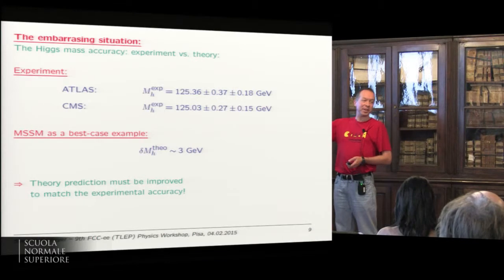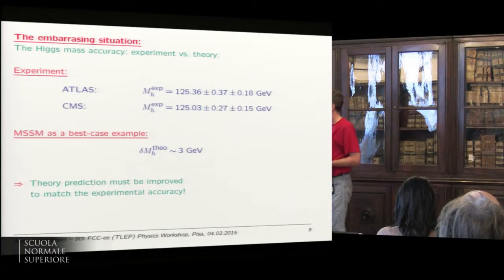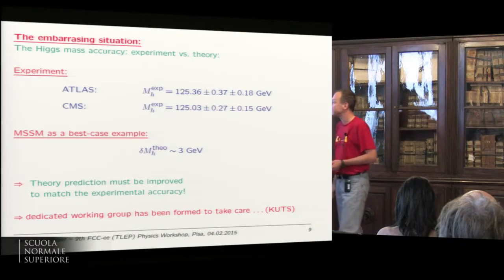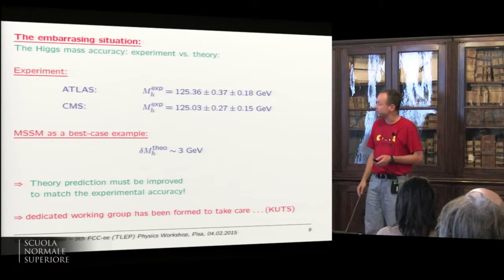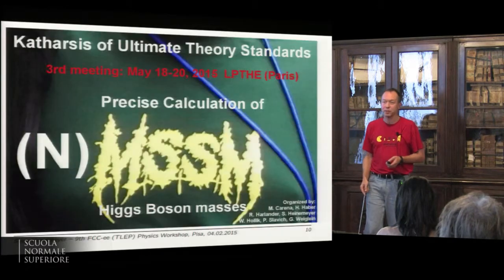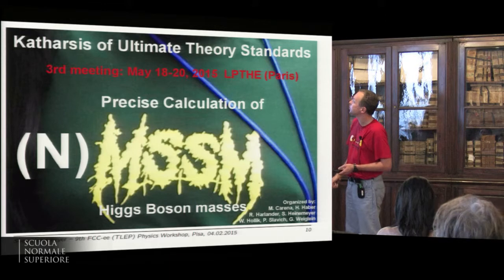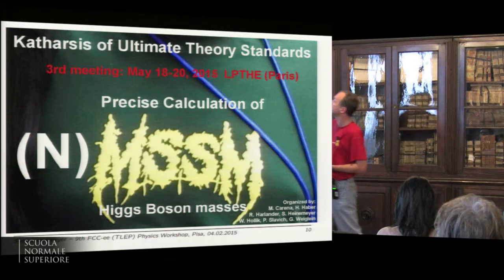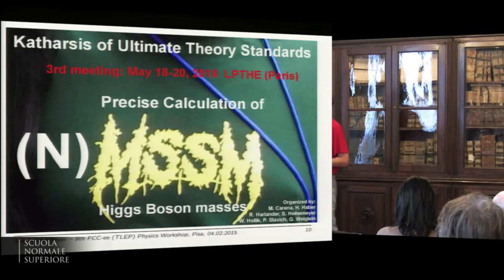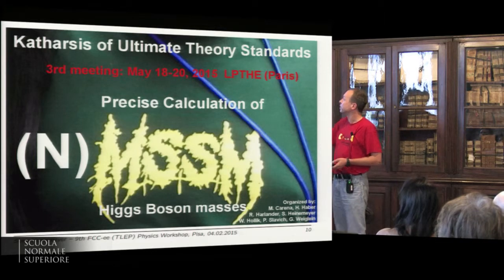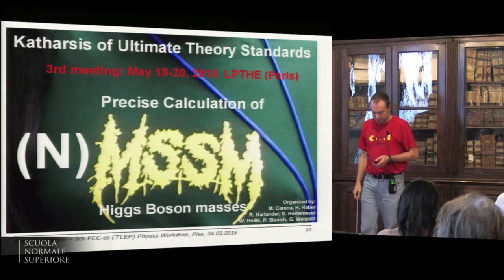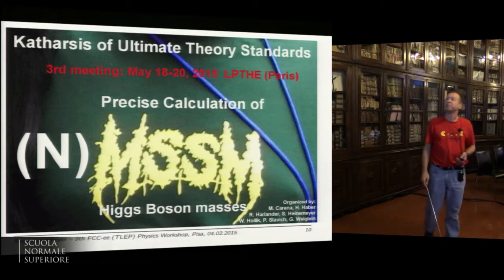And this is what I just said. The theory prediction must be improved to match the experimental accuracy. And there we formed this working group. And just to make a little bit of advertisement, this is the poster that we put out. I don't know whether you can really read it. The next meeting will take place in mid-May in Paris. So theorists are not lazy, they really try to improve on this.